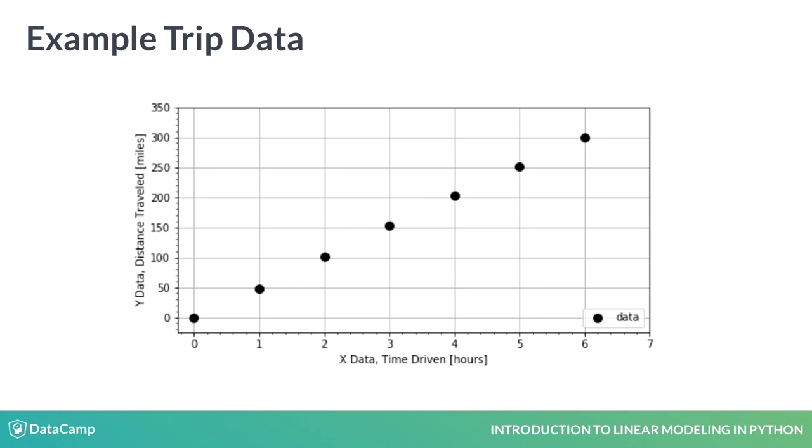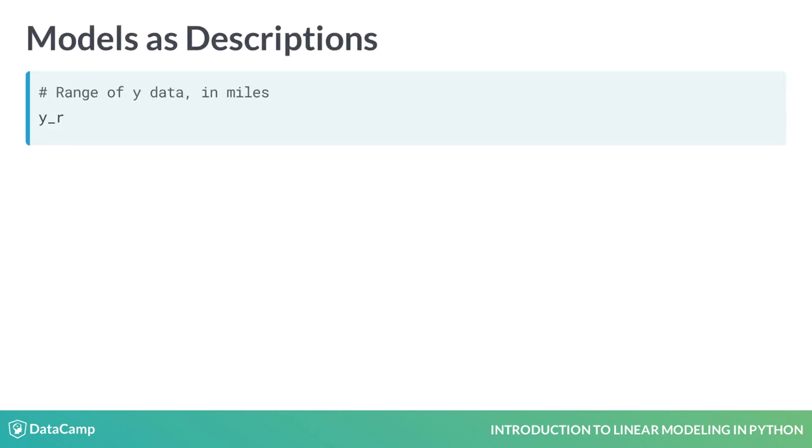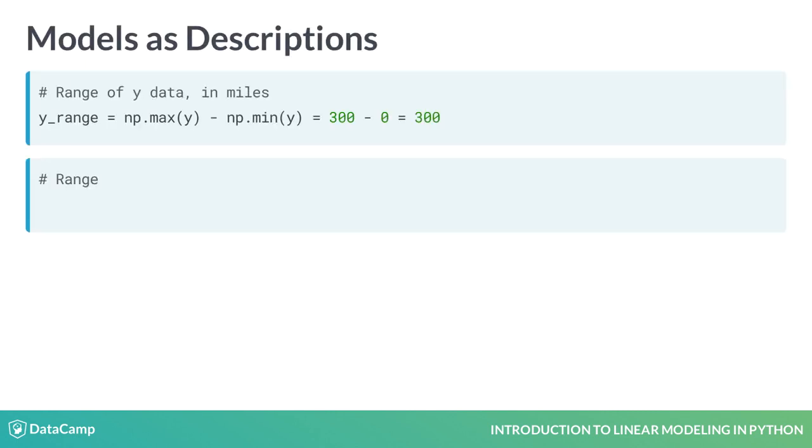Here, we have distance traveled, plotted on the vertical y-axis, and elapsed time, plotted on the horizontal x-axis. Consider the total range of values x and y. The range of the data is the difference between the smallest and largest values of a given variable. Here, the range of y is 300 miles, and the range of x is 6 hours.